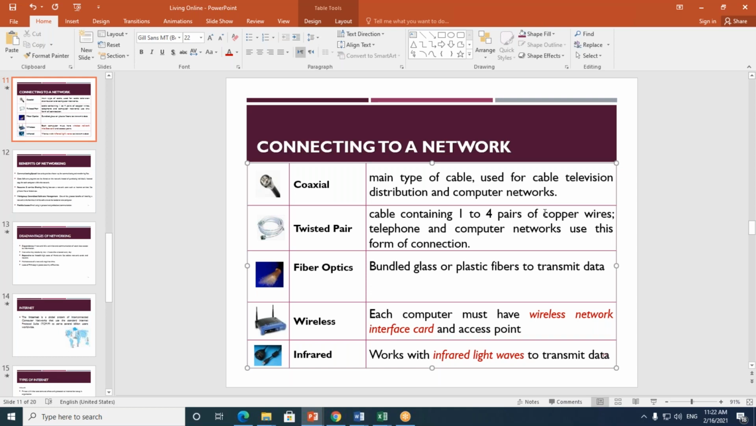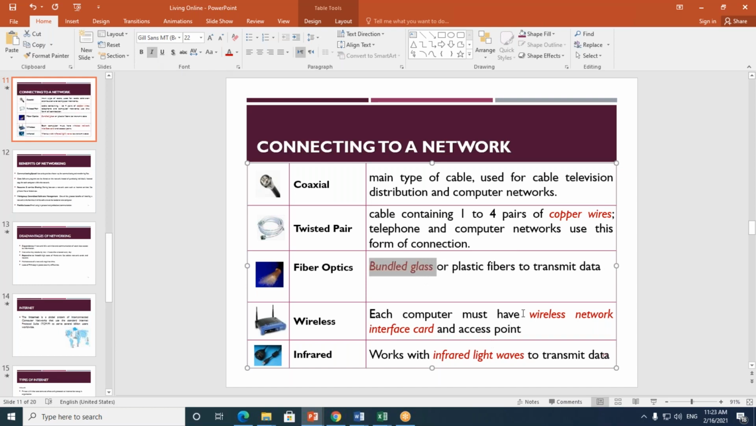At the moment you find copper wires, directly you have to move to these twisted pairs. Plus, again, it's used for telephone and computer networks. If we come to fiber optics, it is blended glass. That is the key point. This is your keyword. Who is that? This is fiber optics.